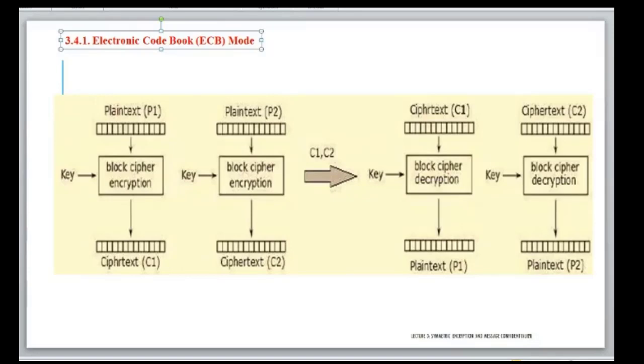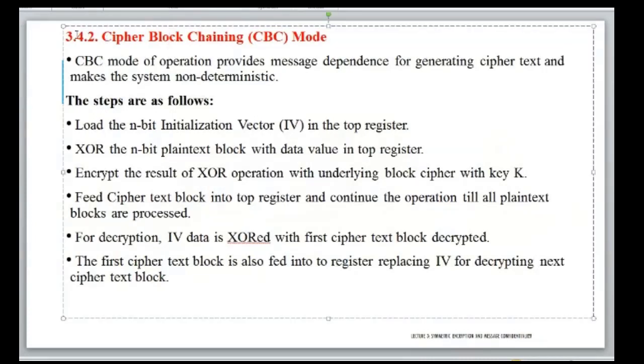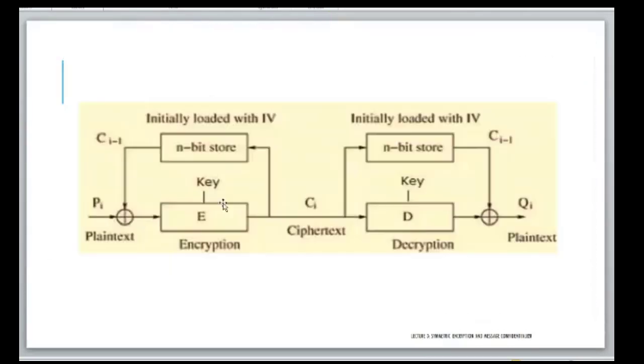Then go to the second method. The second method is 4.2, the cipher block chaining method. There is a chain. What is the chain? Block 1 output will go to block 2, block 2 output will go to block 3, block 3 output will go to block 4. So there will be a chain available here. What is the chaining method? You can find it here.